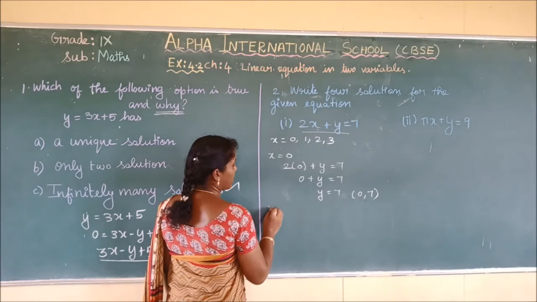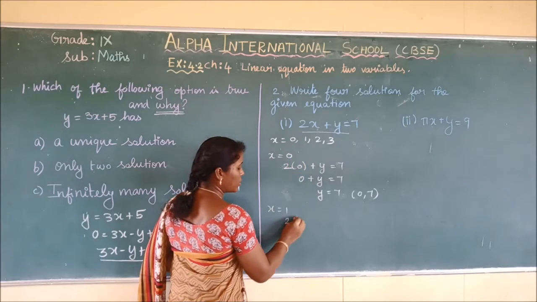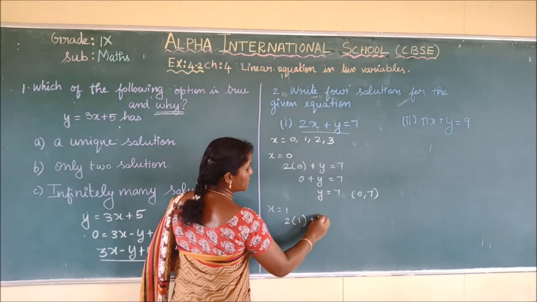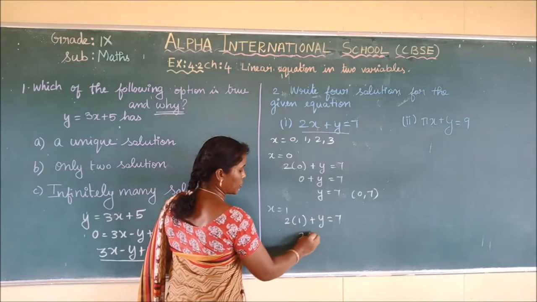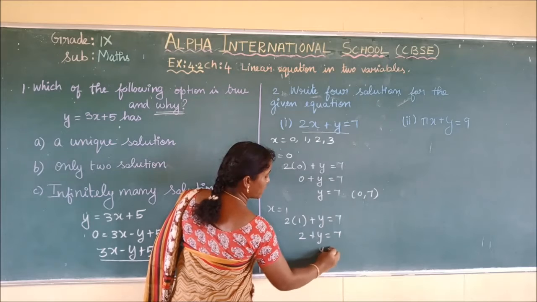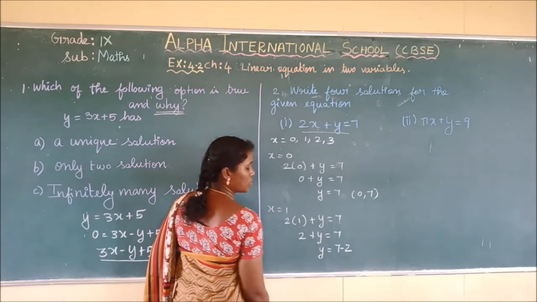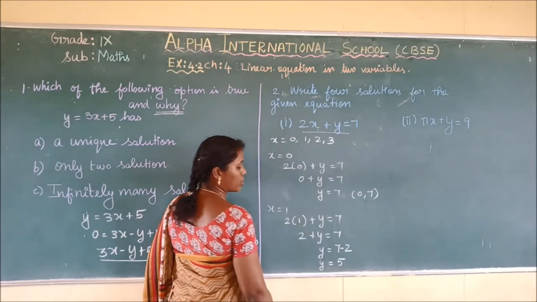Okay, now let x is equal to 1. If x is equal to 1, substitute in the equation 2 into 1 plus y is equal to 7. What is 2 into 1? 2 plus y is equal to 7. So y is equal to 7 minus 2. So what is the value of y? y is equal to 5. We got the value of y.